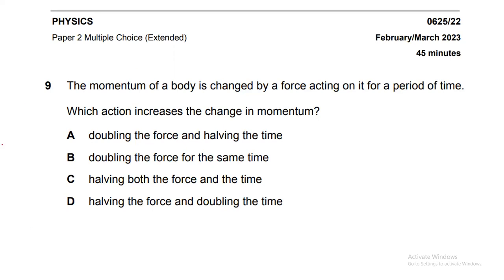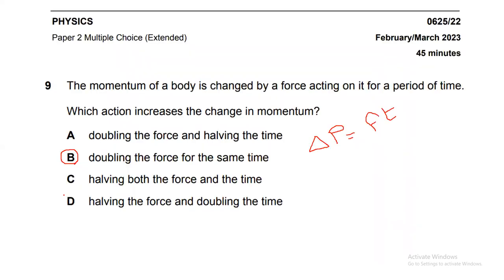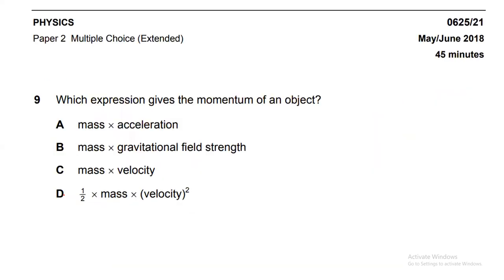So if we double the force and keep the time the same, you see the delta P. Delta P means change in the momentum. The delta P is equals to the resultant force multiplied by time. Okay, so this is the formula. So if you double the force and keep the time the same, the change in the momentum will also become double. So I think B is the right option. It's simple mathematics. Question number 9, B is the option. You can see in the marking scheme that question number 9, B is the right answer. So this is the question, sir. B is the option.